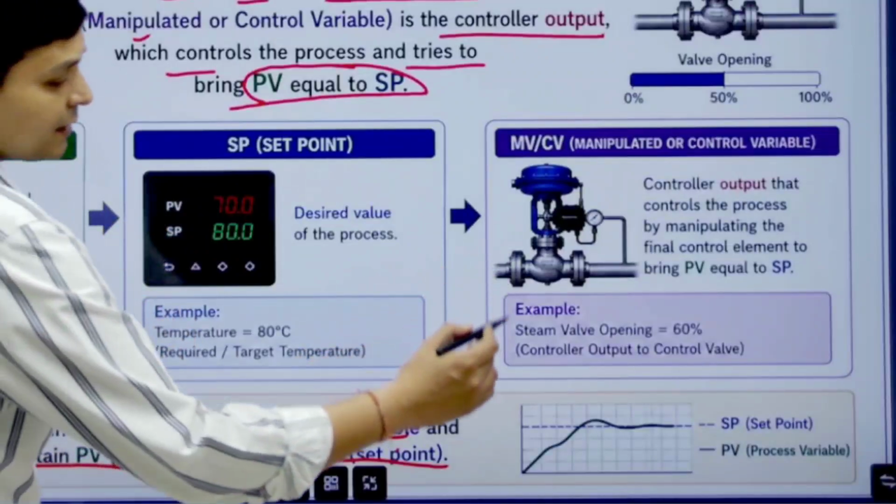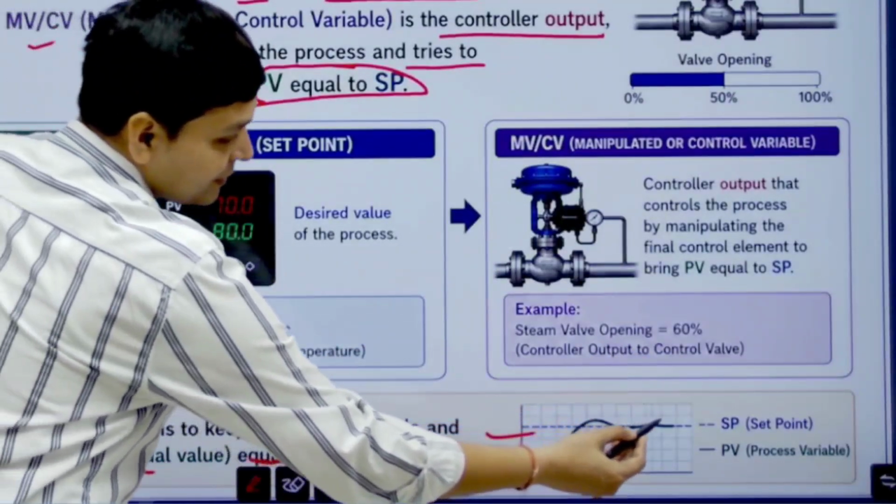Look friends, you can understand it through this graph also. Here PV is near the set point.